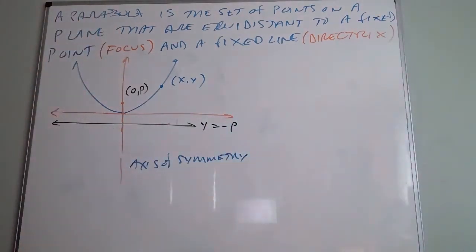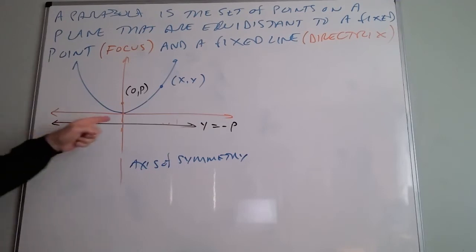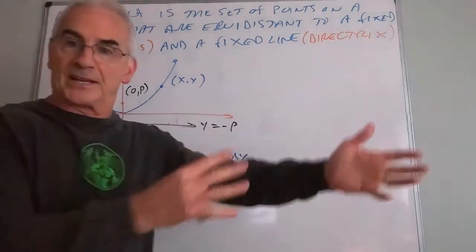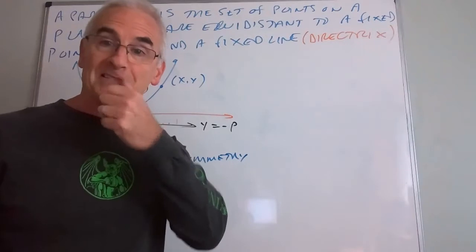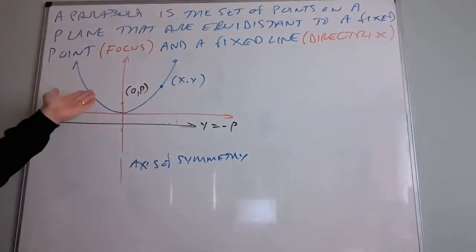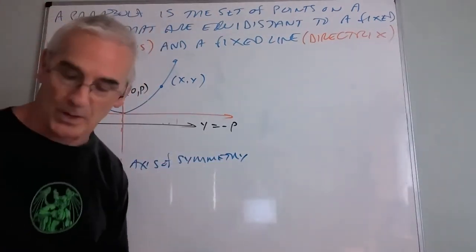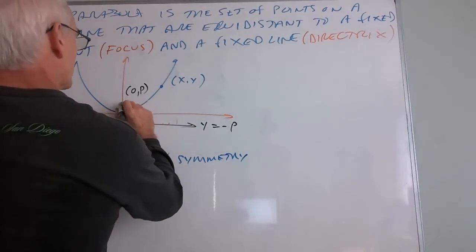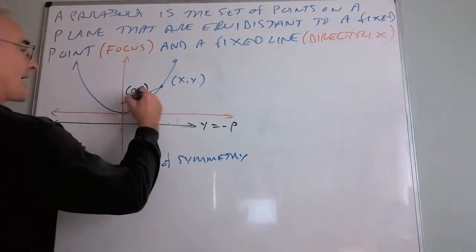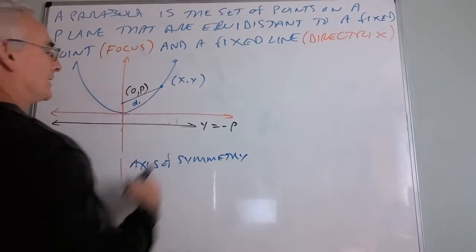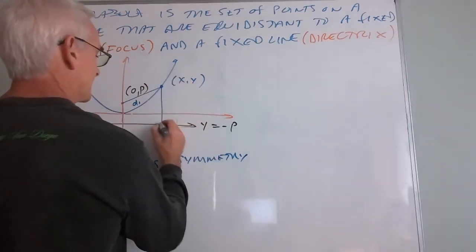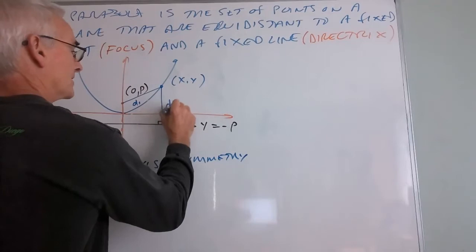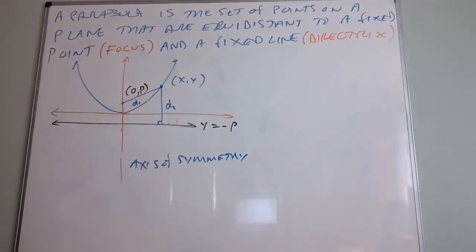Okay, so if I have a parabola whose vertex is at the origin, and we'll move the vertex with a shift later, let's figure out the equation of this particular parabola. It isn't y equals x squared, by the way. So what do I do? Let's do two things. Let's establish this distance and call it D1. And let's find this distance and call it D2. Then we'll set D1 equal to D2.